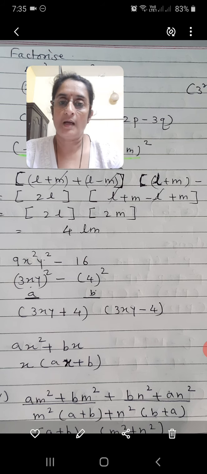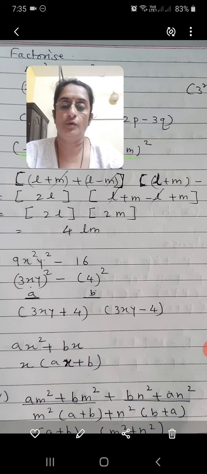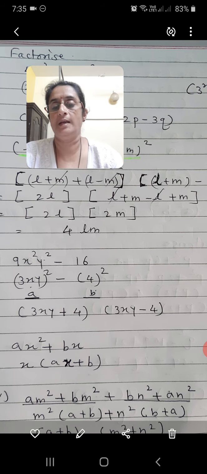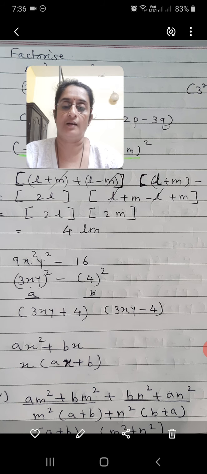Now here also I have done two parts. The first two terms I have taken together, and the third and fourth terms I have taken in the second group. Now what is the common term between the first two? m square is common. So take m square outside the bracket. What will remain? a and b. So a plus b is the second factor of that.